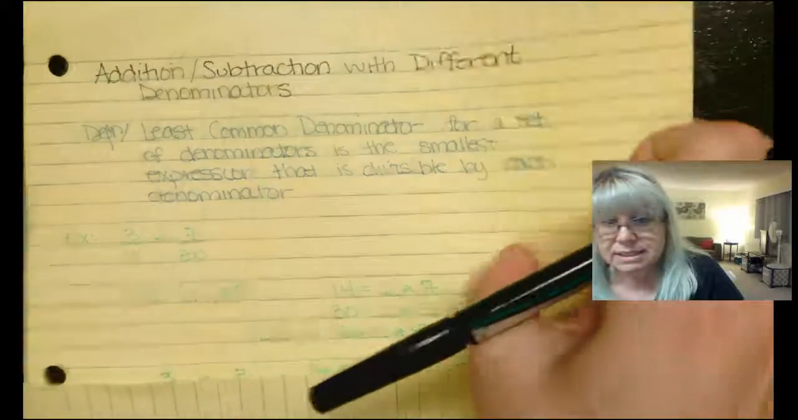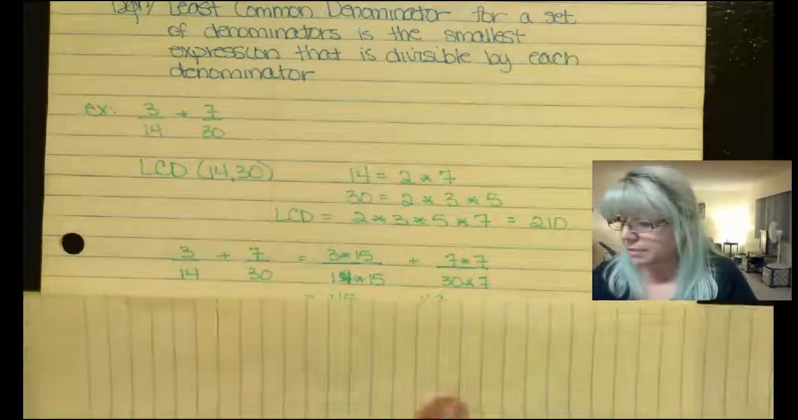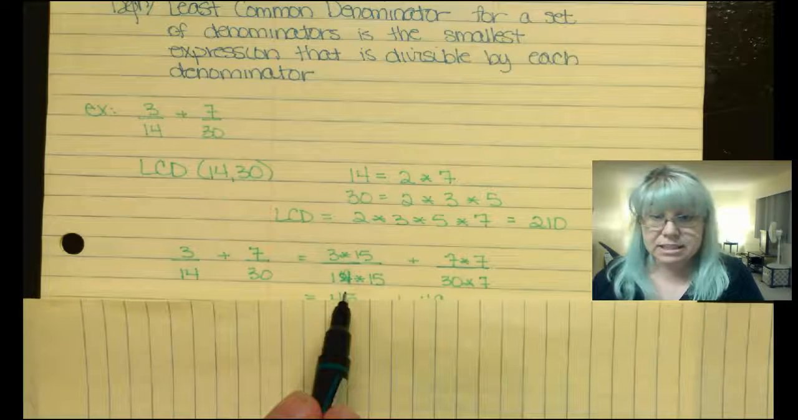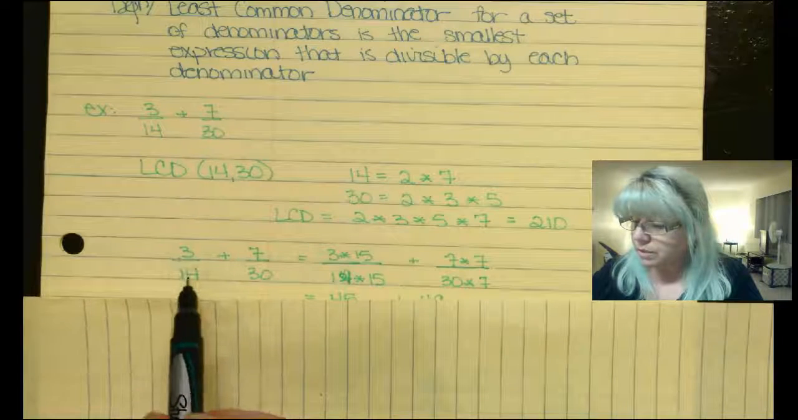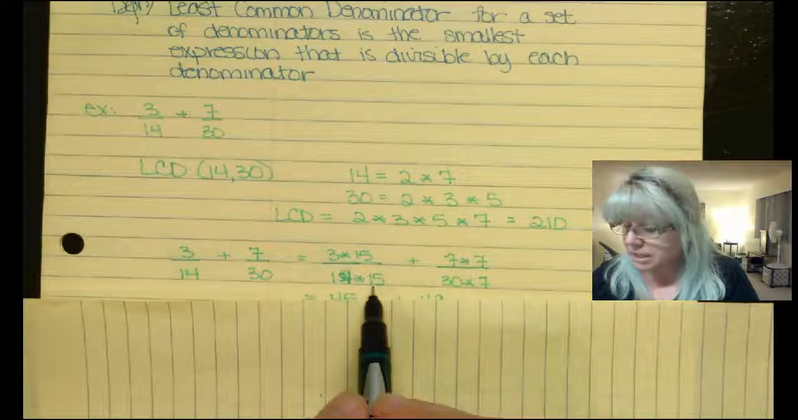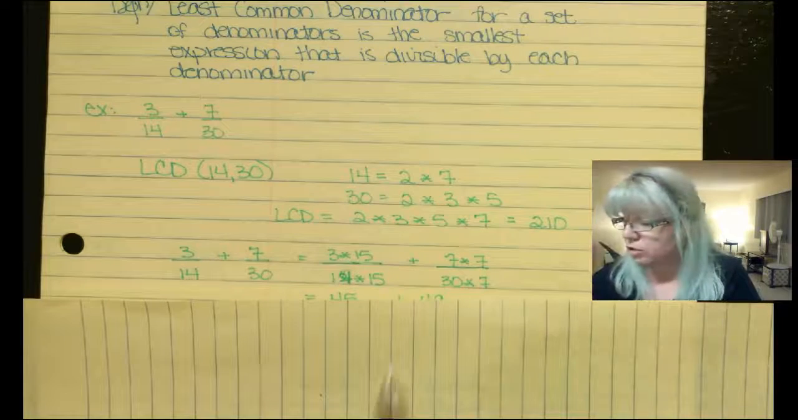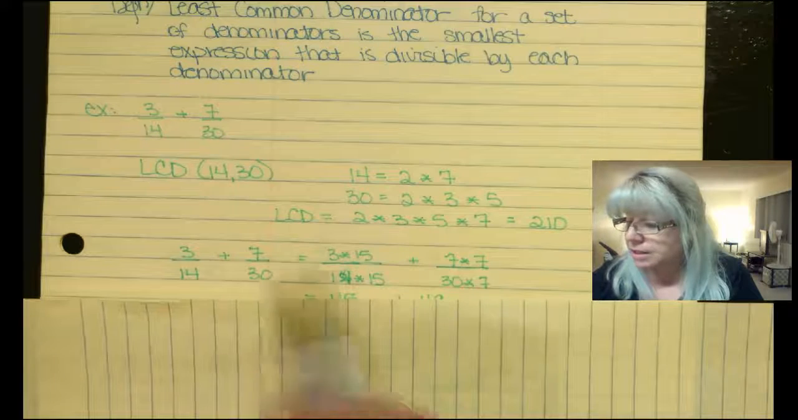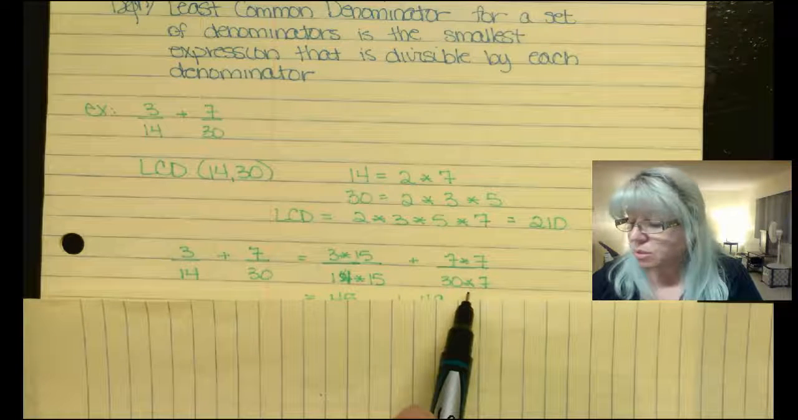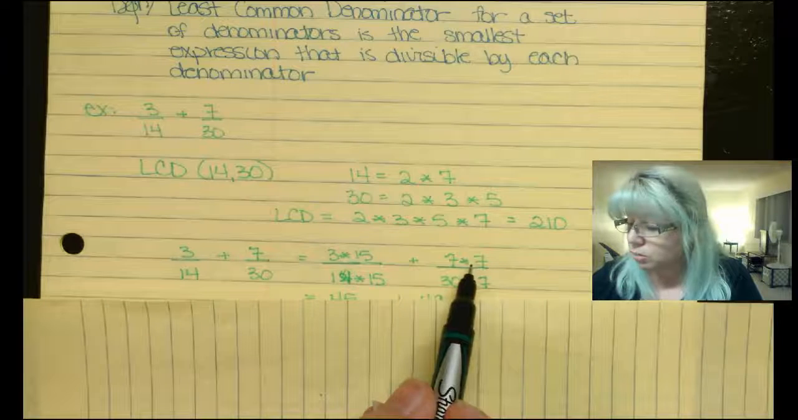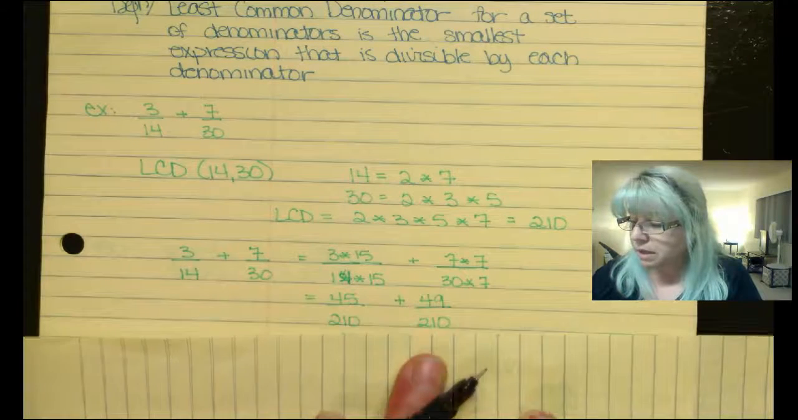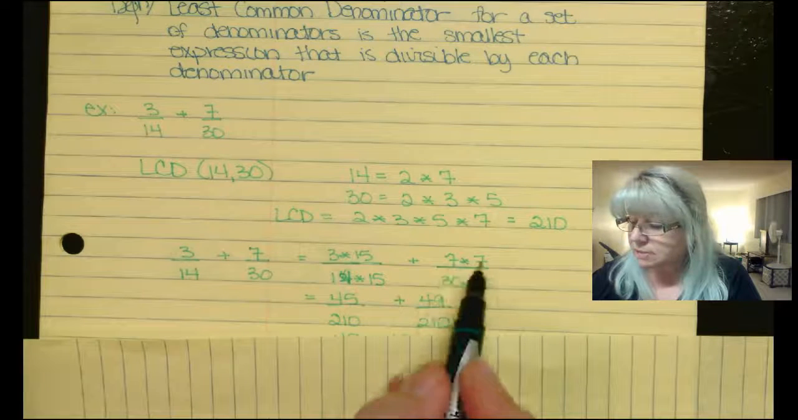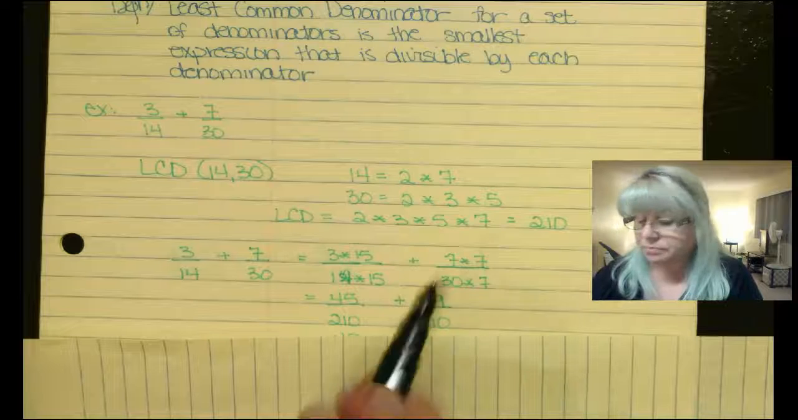Now that I know the LCD, I'm going to rewrite the fractions using the LCD as the denominator. So 13/14. 14 times 15 will give me the 210. What I do to the denominator, I must do to the numerator. 30, to get to 210, I have to multiply it by 7. So what I do to the denominator, I have to do to the numerator, 7 times 7. Giving me 13 times 15 is 195 over 210. 7 times 7 is 49 over 210.